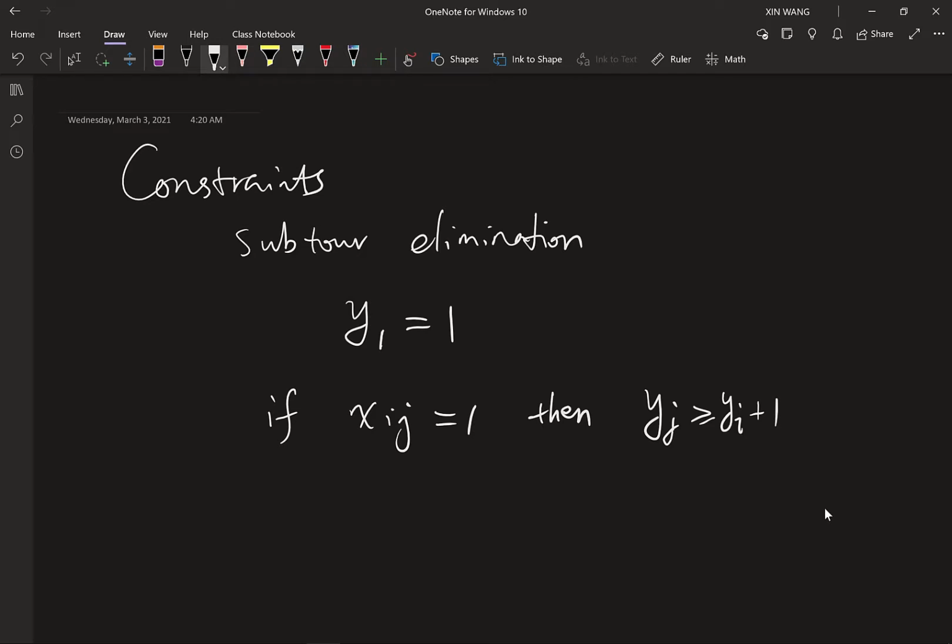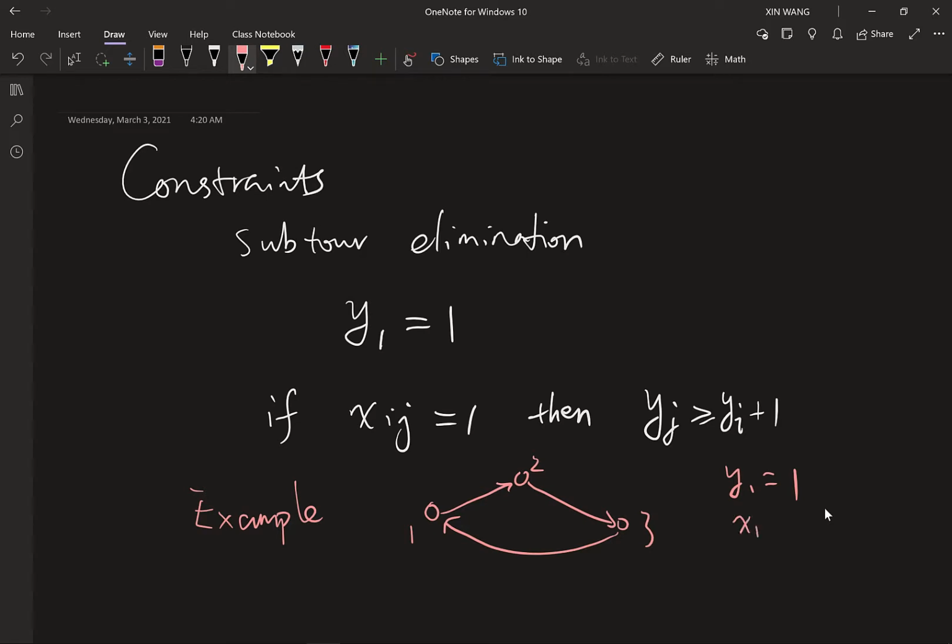For example, if you have 3 cities, and the TSP tour goes from 1 to 2 to 3, and then back to 1. We know y_1 is 1, because here we have a step from 1 to 2, so we know x_12 equals 1. This indicates y_2 is greater than or equal to y_1 plus 1. Similarly, we know x_23 equals 1. This tells us y_3 is greater than or equal to y_2 plus 1.